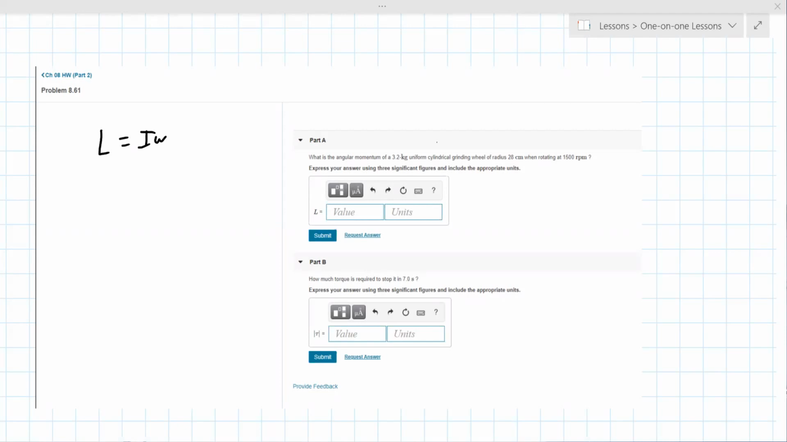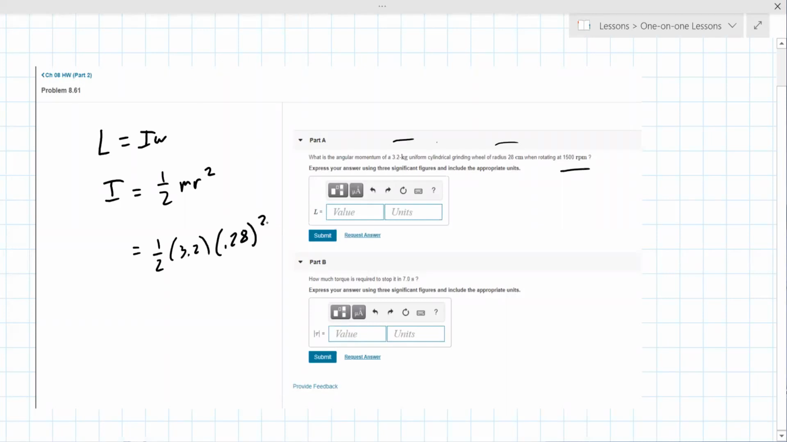Okay, so the geometry says that the I of the wheel here is 1/2 m r squared. The mass is given and the radius is given, so we're pretty much on our way to finding the correct answer here. So to do that, I is 1/2 times the mass, 3.2, times the radius, 28 centimeters, that's 0.28 squared. That's I.